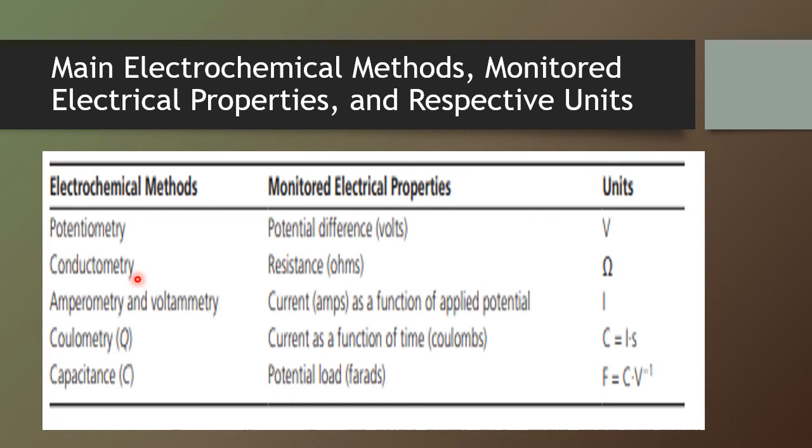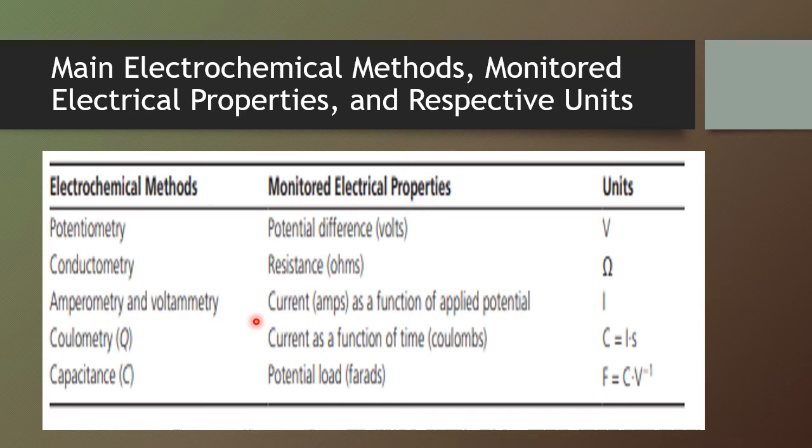The second method is the conductometry method. Conductometry methods are those which are used to determine the ability of the analyte to conduct or resist the current or flow of the charges. So conductometry methods are used to measure the conductance or resistance of our analyte. Conductance is the ability to cause the flow of electric current, and resistance is what? Resistance is the opposition, means to resist the flow of current. So the unit for resistance is ohm.